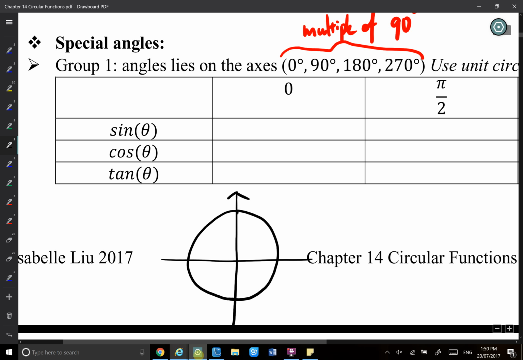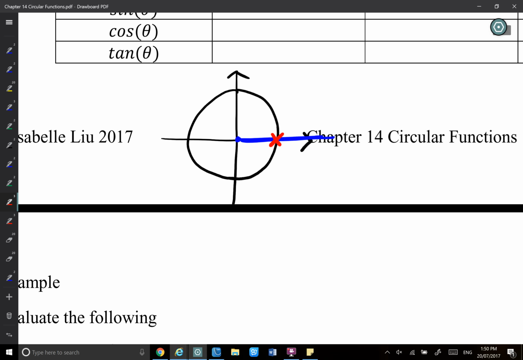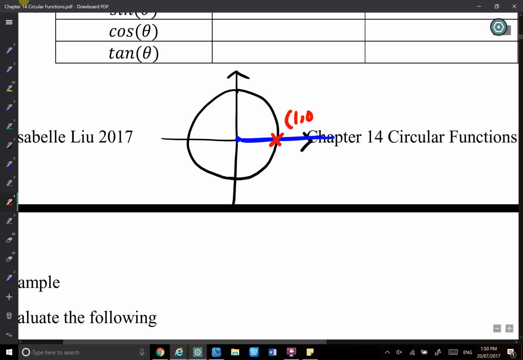Okay, that's my unit circle. 0 degree is here, this angle line. The point of intersection is here. What's this point of intersection? It's 1, 0. It's a unit circle. That's the radius, so it's definitely 1, 0.